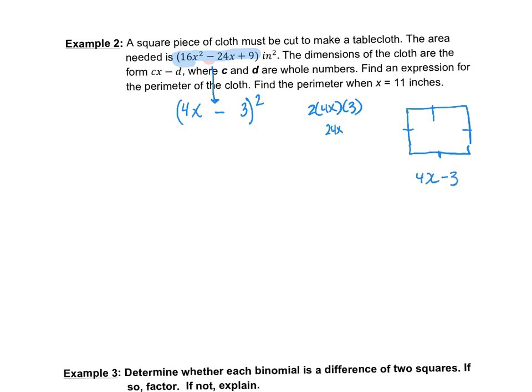Every side is equal to 4x minus 3. So to find the perimeter, when x is 11, we'll plug 11 in here. 4 times 11 is 44. Minus 3 is 41. So every side is 41 inches. So what's the perimeter going to be? 41 times 4. So 164 inches is the perimeter.